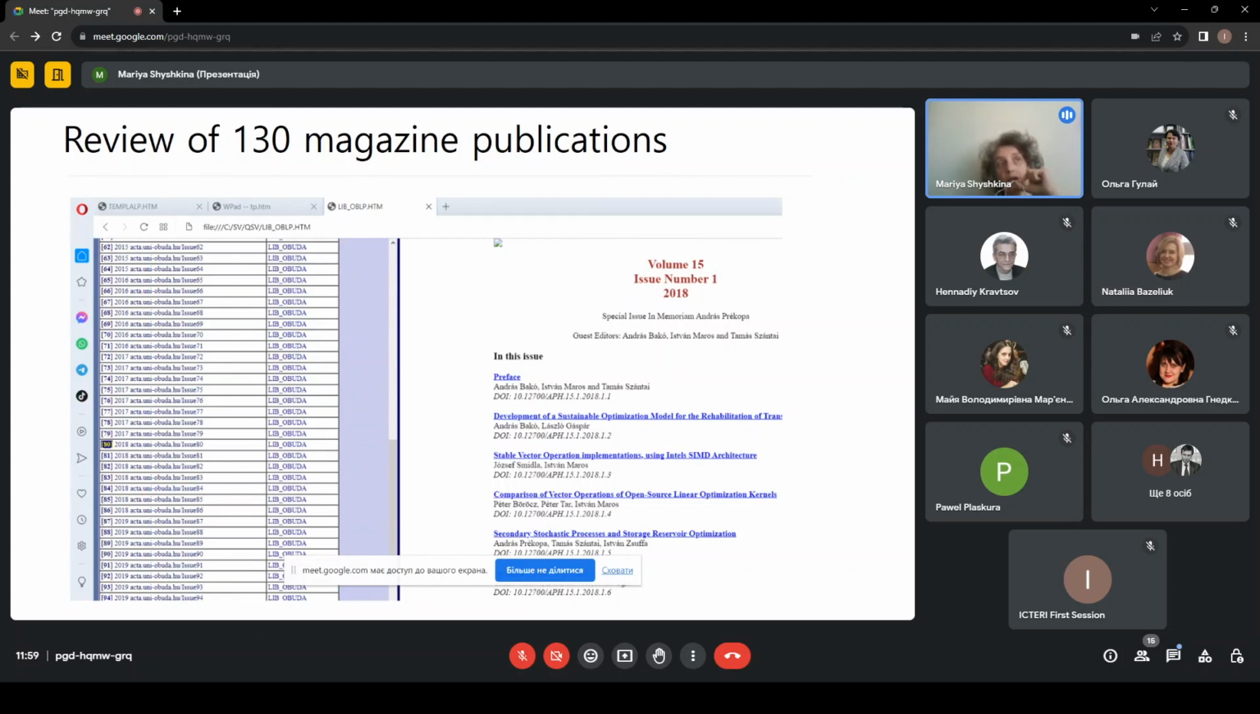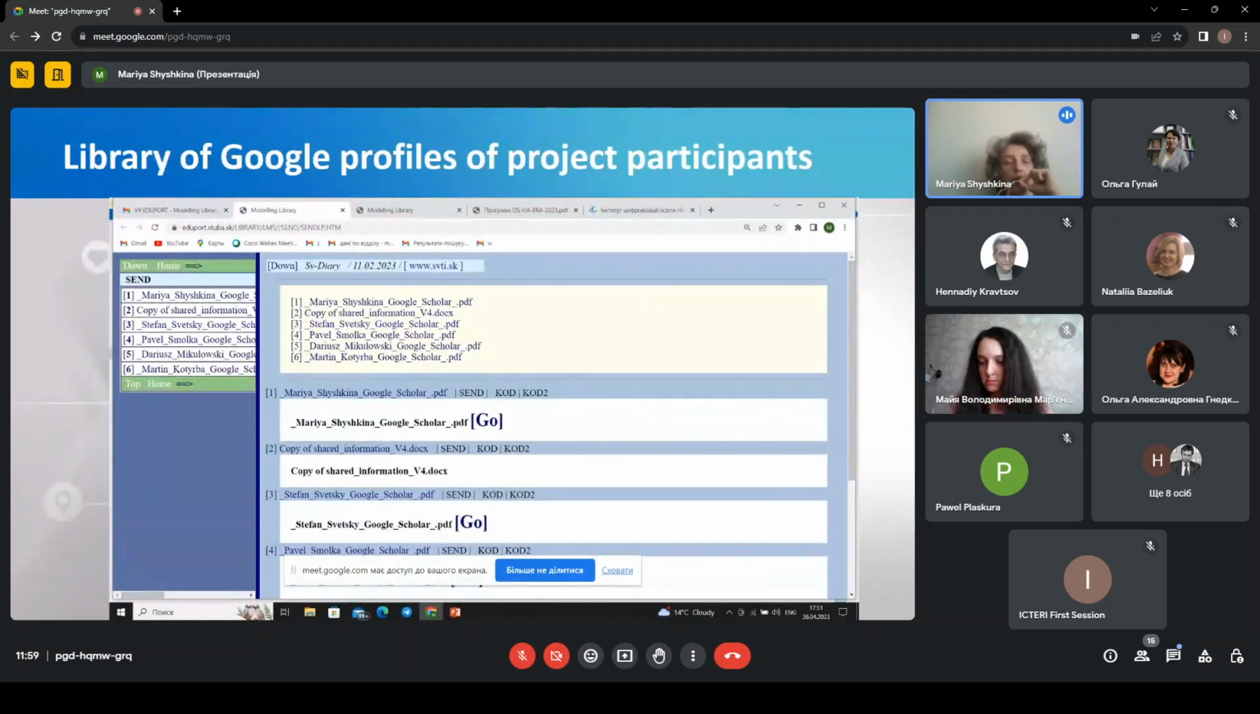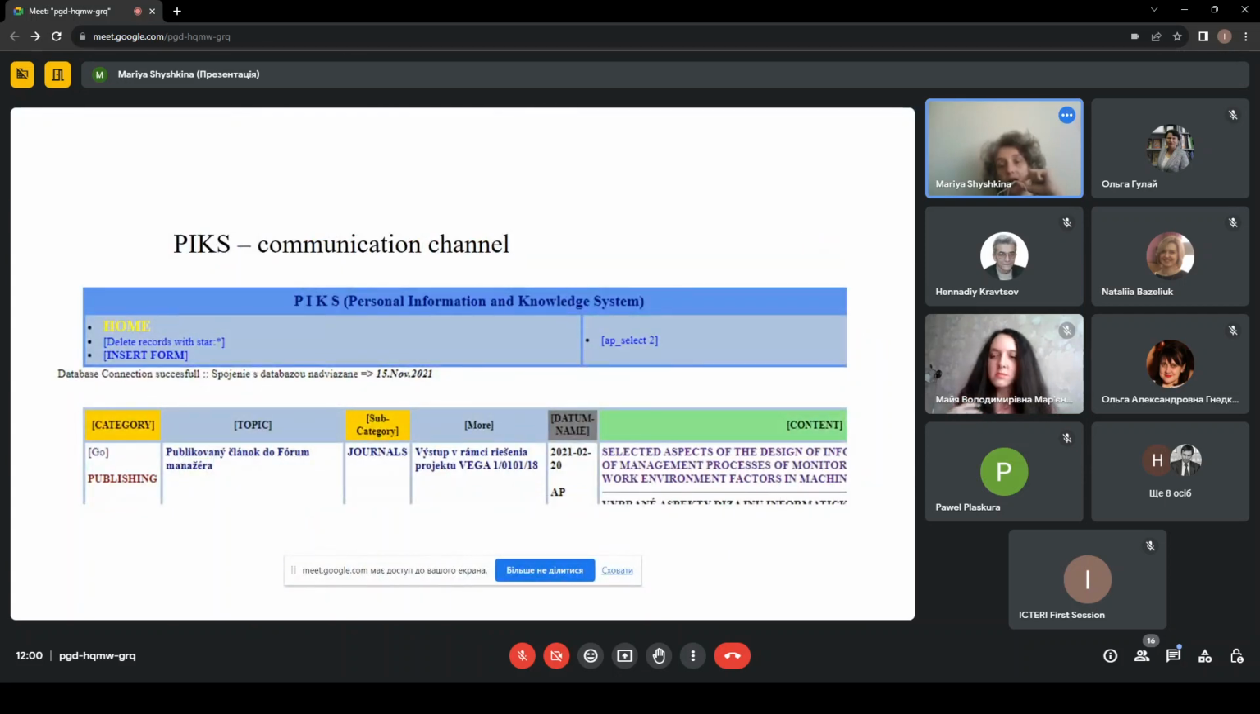So it is useful if you try to collect the electronic research resources which may be used in the work of an international research team. And here is the library of Google profiles of project participants, and here you can see this table transformed into HTML format, and you can browse it through the internet. And this is the PIX communication channel. This is also author software where the research team communicated and exchanged ideas, references, and other useful research sources. And this PIX channel you may use through the internet.